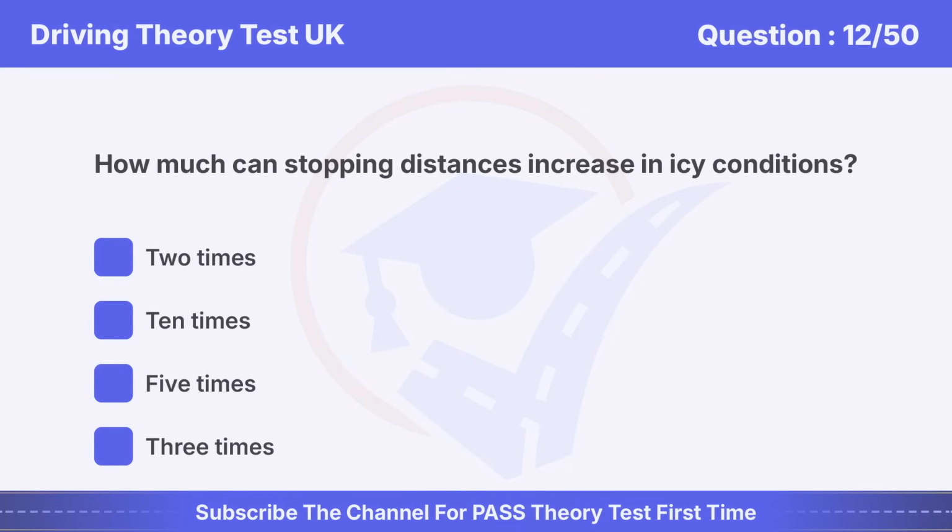Question 12. How much can stopping distances increase in icy conditions? Option A. 2 times. B. 10 times. C. 5 times. D. 3 times.